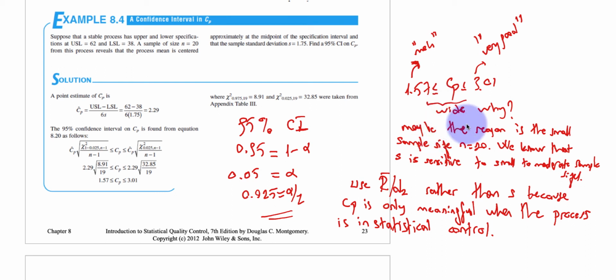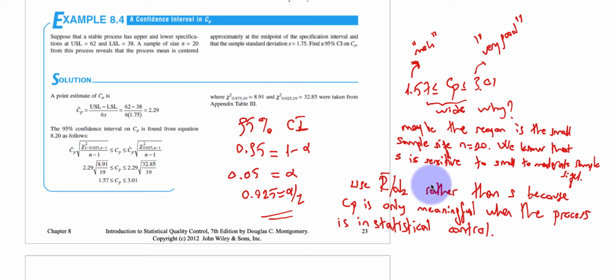So what is the reason for this? Maybe the reason is the small sample size. The sample size we are using is just 20, so it's small. We know that the sample standard deviation is very sensitive to small to moderate sample sizes. So there is an option: we can increase the sample size and construct the confidence interval again.